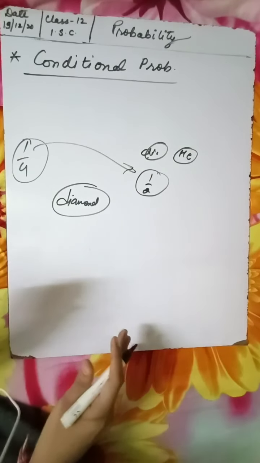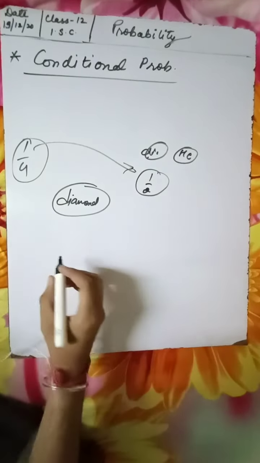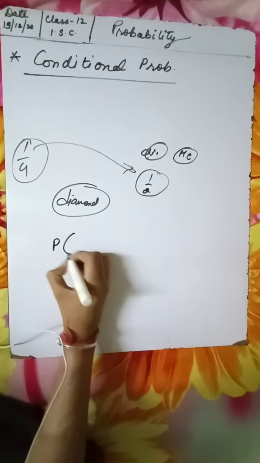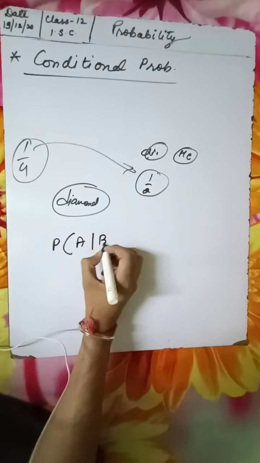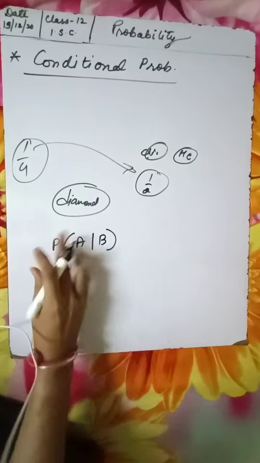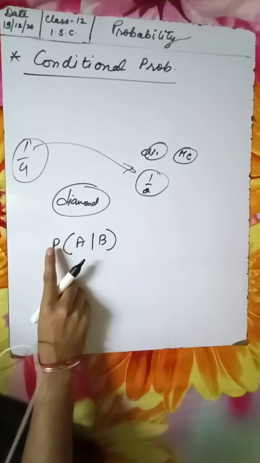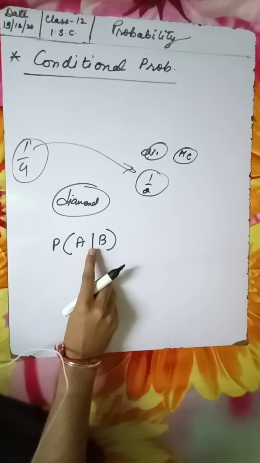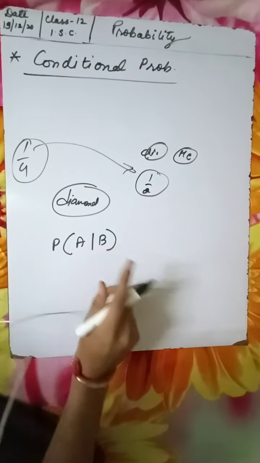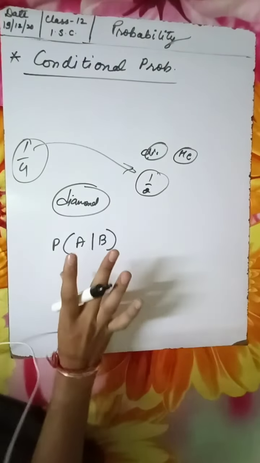So how do we denote conditional probability? P of A given B. Some people call this probability of A given B, or probability of A condition B. Both ways you can read it, that is not an issue.